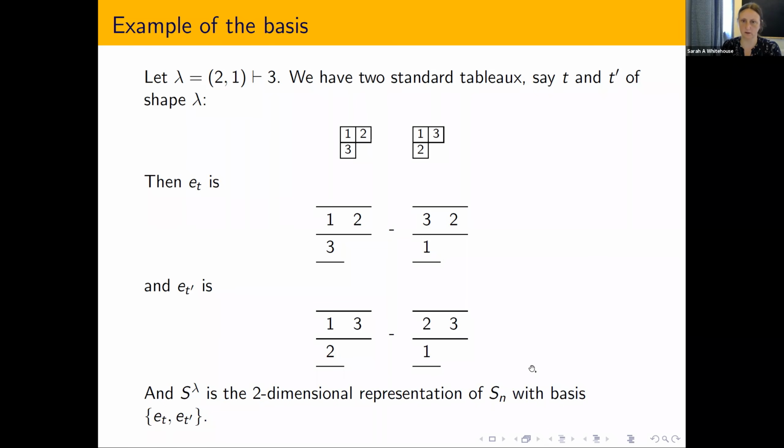And the point is that what the theory says is that there is a 2-dimensional representation of Sn, but here n is 3, so that's S3. So there is a 2-dimensional representation of the symmetric group S3. And one way to think about it would be it's the representation which has the basis consisting of these 2 things that are written here, with the action of S3 that comes from permuting the entries in these things.